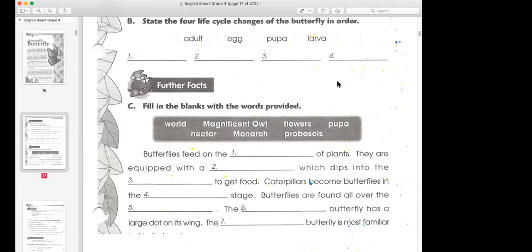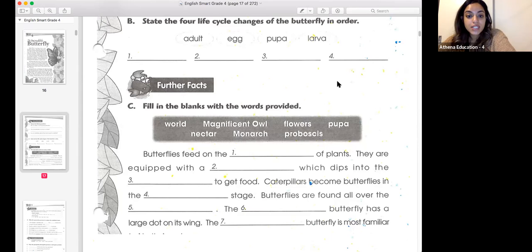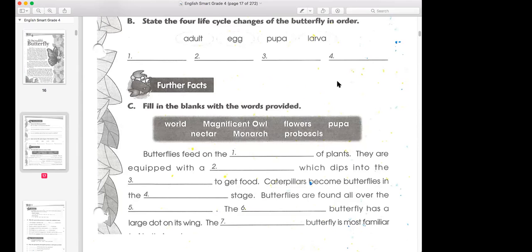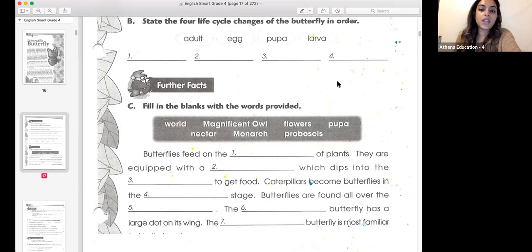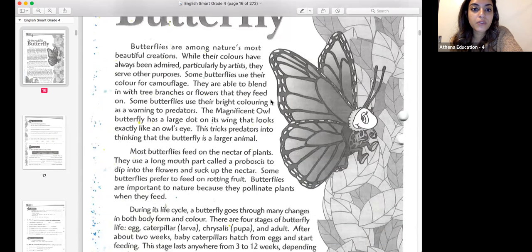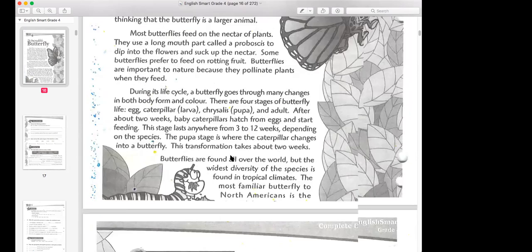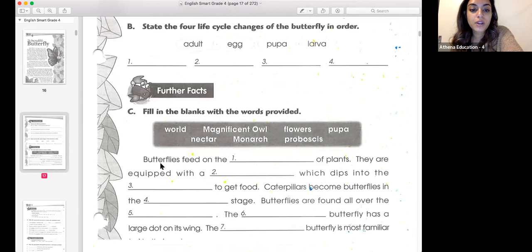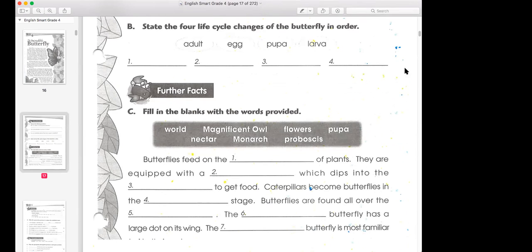I think first one is flowers. Okay, can you read the sentence? Butterflies feed on the flowers of plants. Okay, now let's go up and see if we can find that answer. Butterflies feed on the, what is that word? Nectar of plants, right? So butterflies feed on the nectar of plants. Okay, Daniel? Okay, good job.